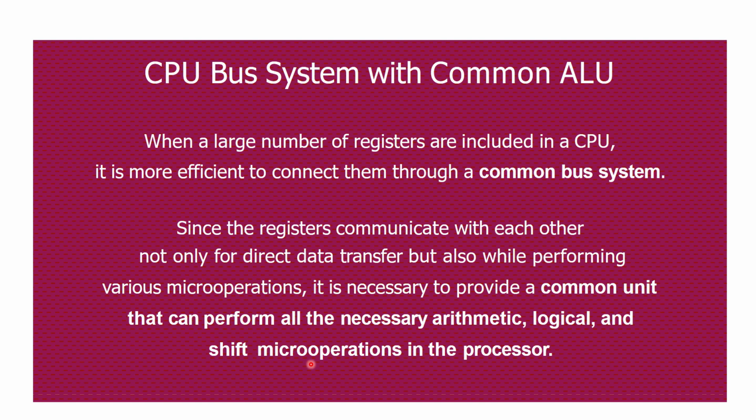Now, the CPU bus system with a common ALU. When a large number of registers are included in a CPU, it is more efficient to connect them through a common bus system. So we need a bus to connect the registers. Since the registers communicate with each other not only for direct data transfer but also during the performance of various micro operations, it is necessary to provide a common unit that can perform all the necessary arithmetic, logical, and shift micro operations in the processor.